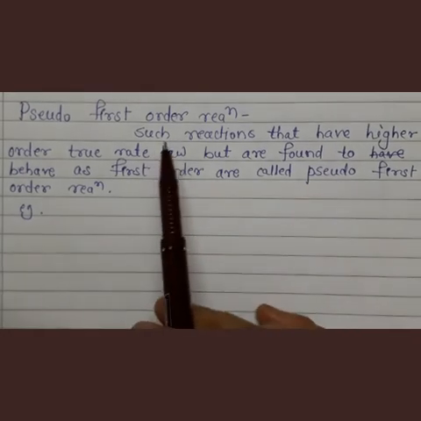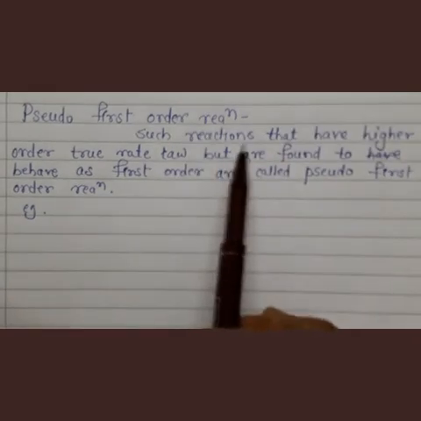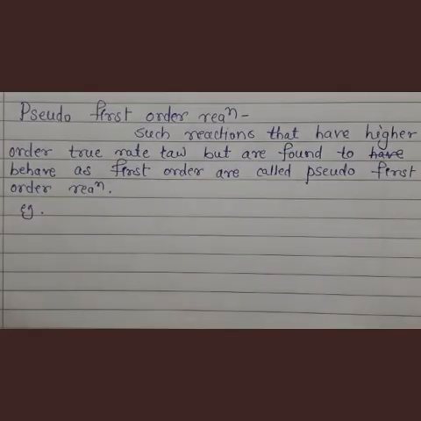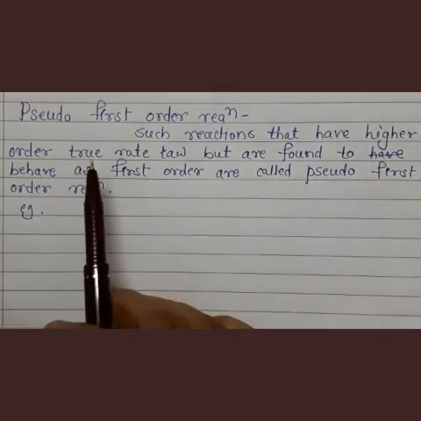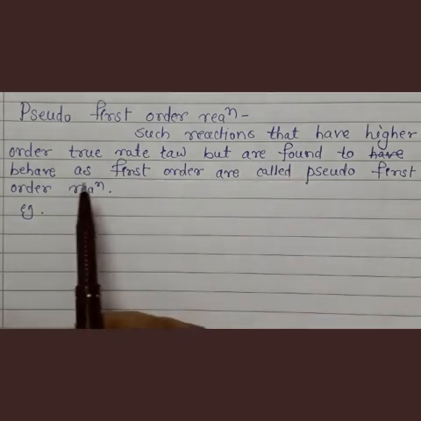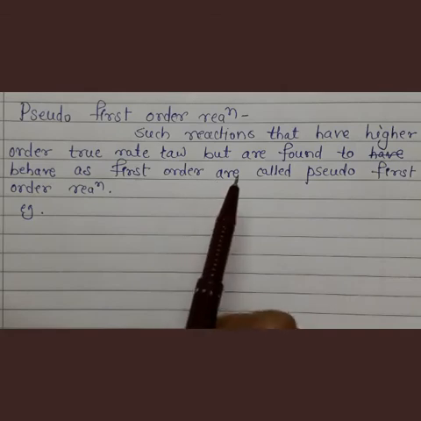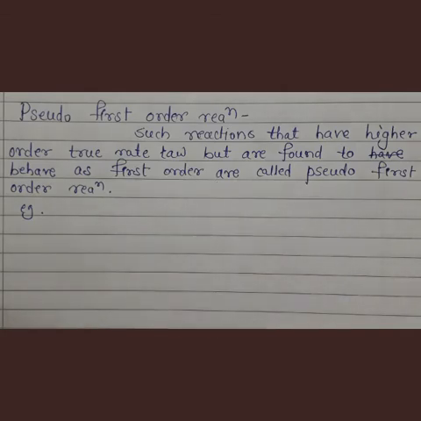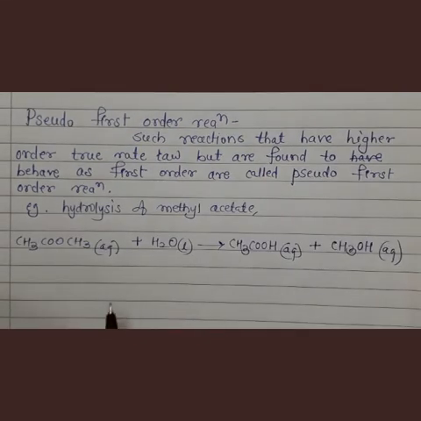So see here, such reactions that have higher order true rate law, but are found to behave as first order, are called pseudo first order reactions. Let us see one example: hydrolysis of methyl acetate. See the reaction, hydrolysis of methyl acetate.